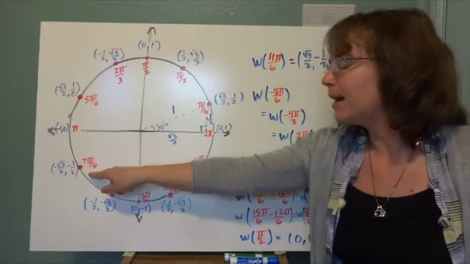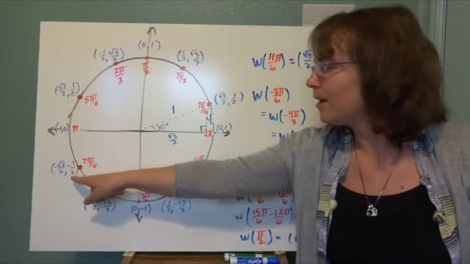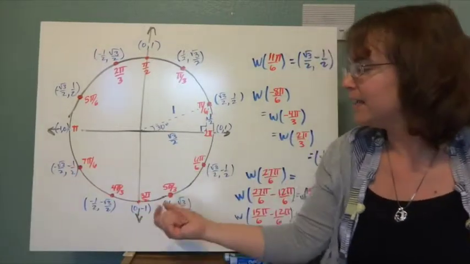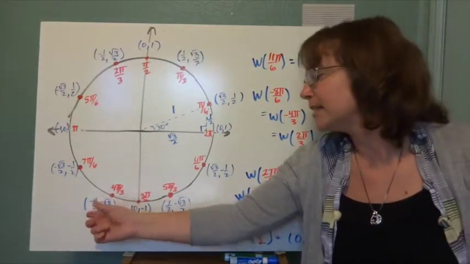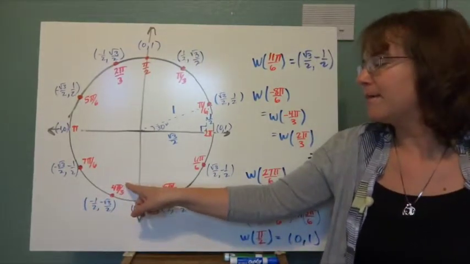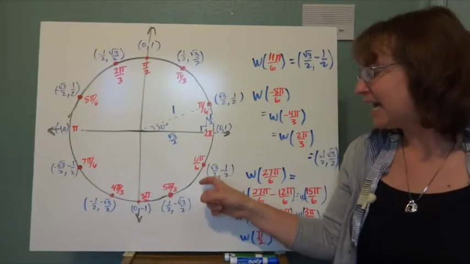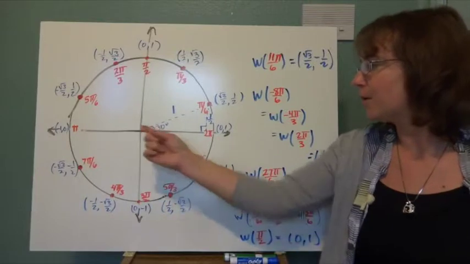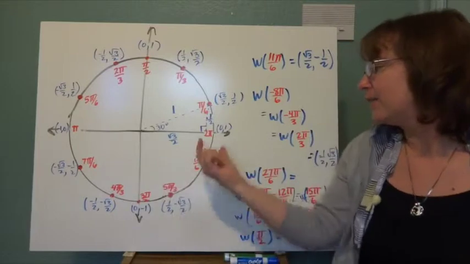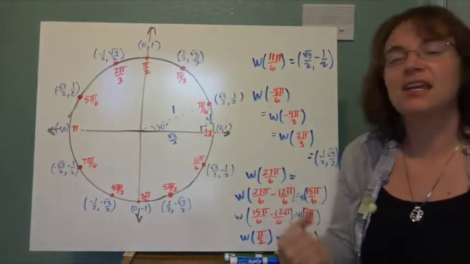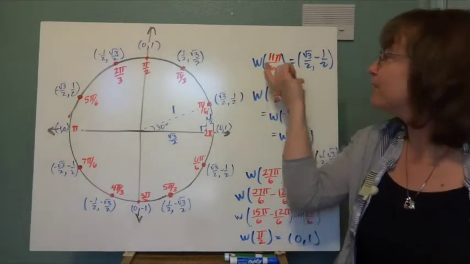So here I have 7 pi over 6, and that's negative rad 3 over 2, comma, negative 1/2. Both are negative. And notice the x and y have switched places from my 4 pi over 3. And then over here at 11 pi over 6, I have my x value being positive, because I'm going this way, and I have rad 3 over 2, and my y value is negative here. So that's negative 1/2.